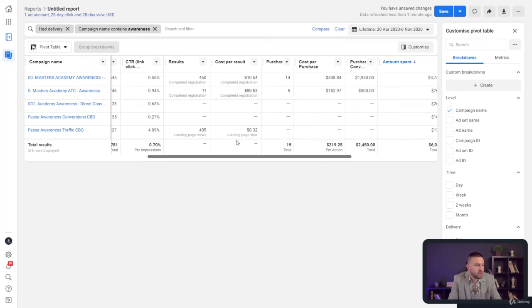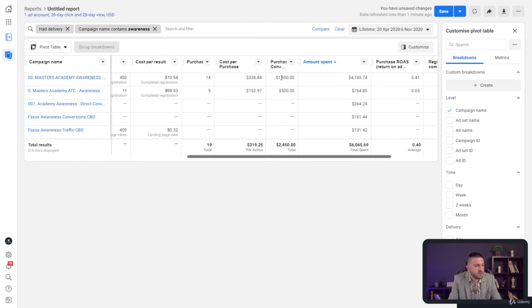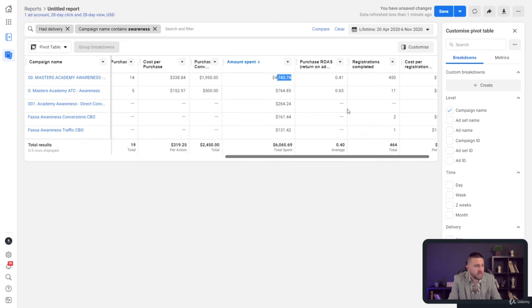And as you can see also here, I can see the completed registration. Here is the result. Here is again, and here is landing page views, because this is a traffic campaign, which obviously doesn't perform as good. And so we can clearly see that this one made the most money, but spent the most money. In terms of return on ad spent, none of them are above 1. So none of them are actually positive on their own. They're not going to work on their own.